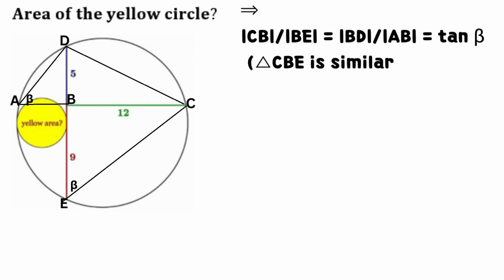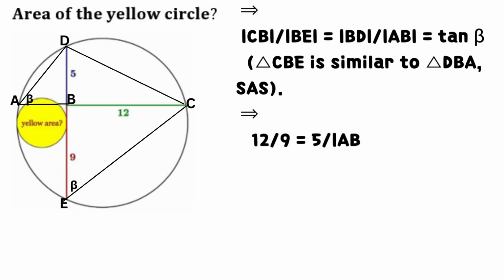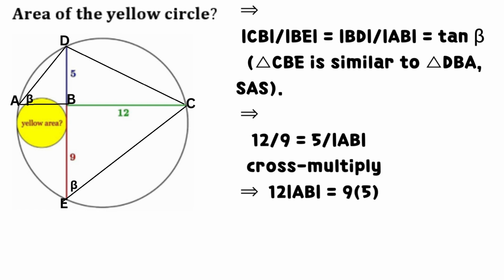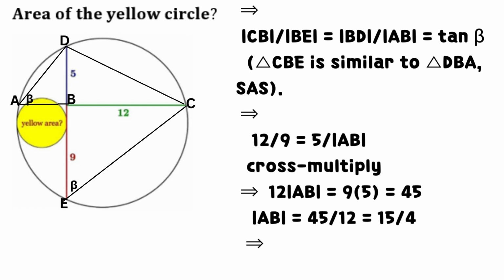It follows that line CB divided by line BE equals line BD divided by line AB, which equals tan beta. It signifies that 12 divided by 9 equals 5 divided by line AB.